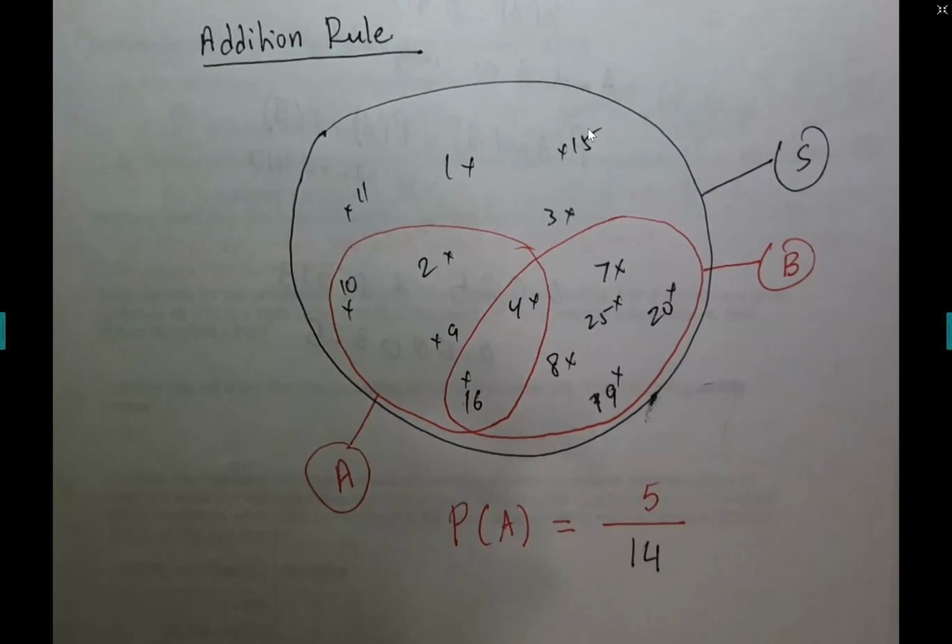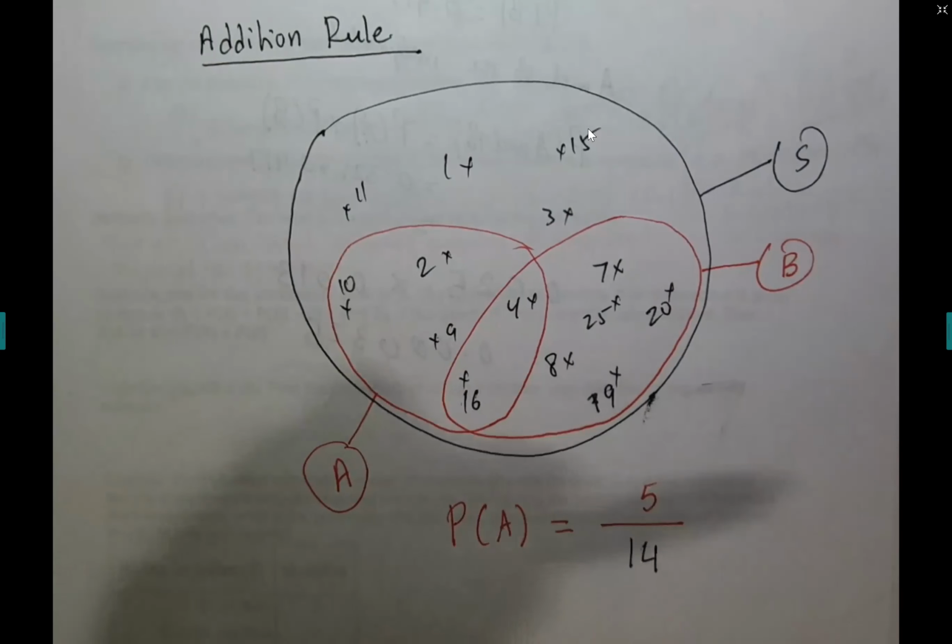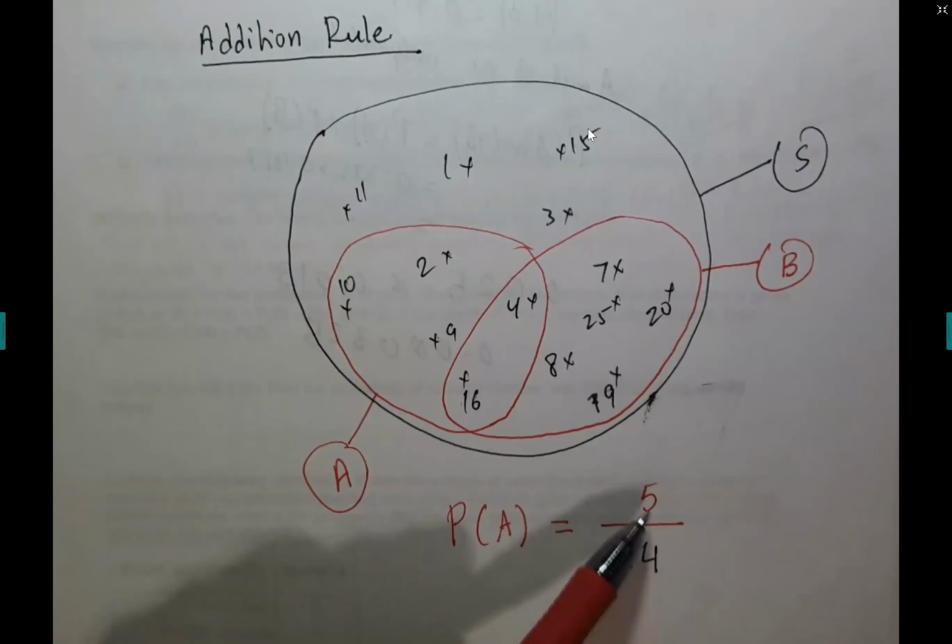Let's say this is a game you're playing, and you would win if you get a number in A. Your chance of winning is 5 over 14. It is a good chance. It's not bad because it's not very close to 0, but it's not a very great chance that you say that I'm going to win. So it's 5 over 14.